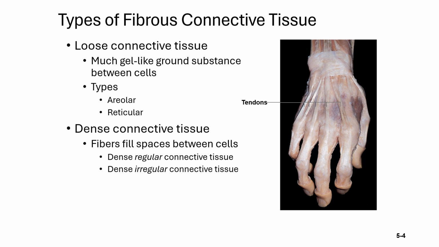So the loose fibrous connective tissue has fewer fibers and more ground substance, whereas dense fibrous connective tissue has more fibers and less ground substance. There are two types of dense fibrous connective tissue, the dense regular and the dense irregular.